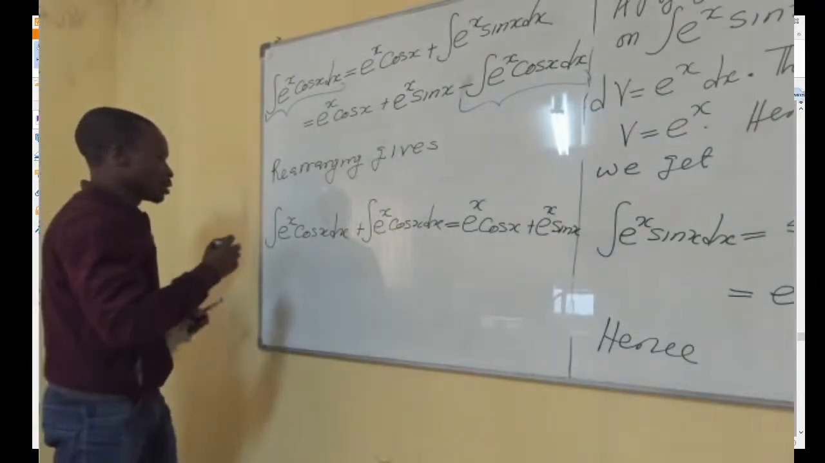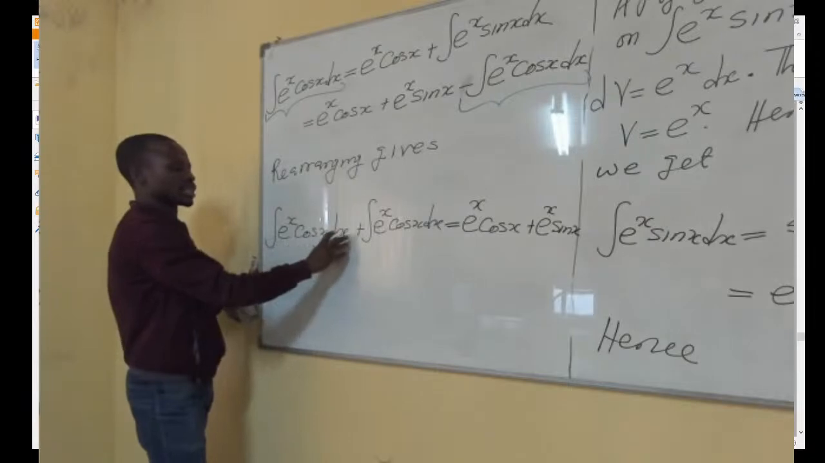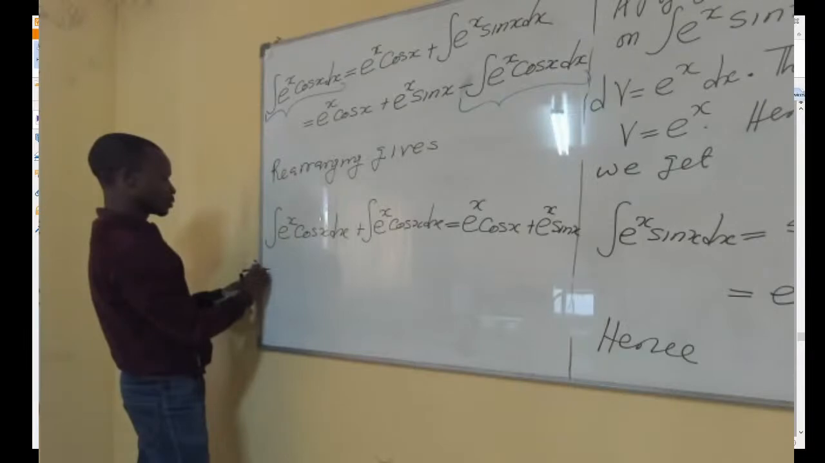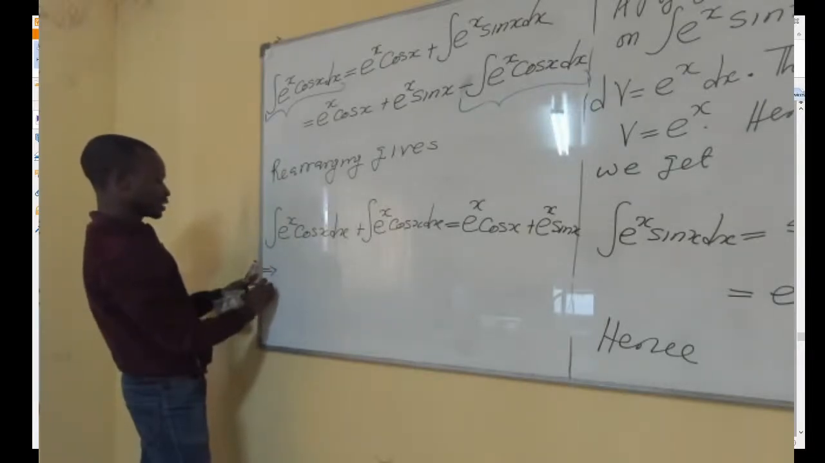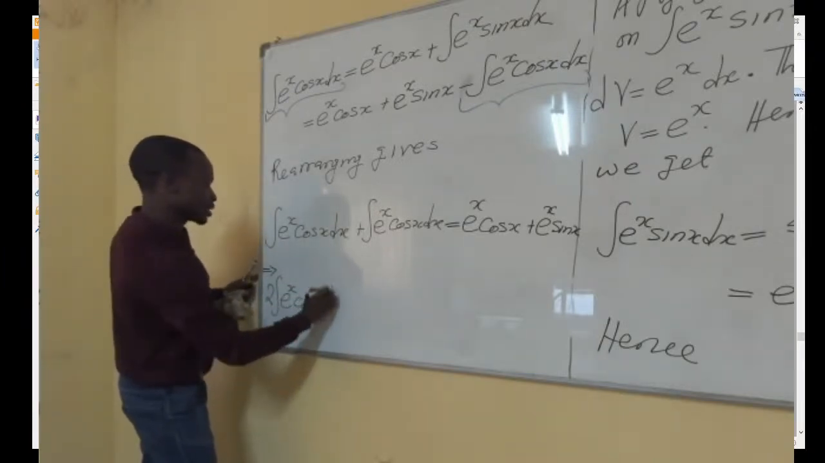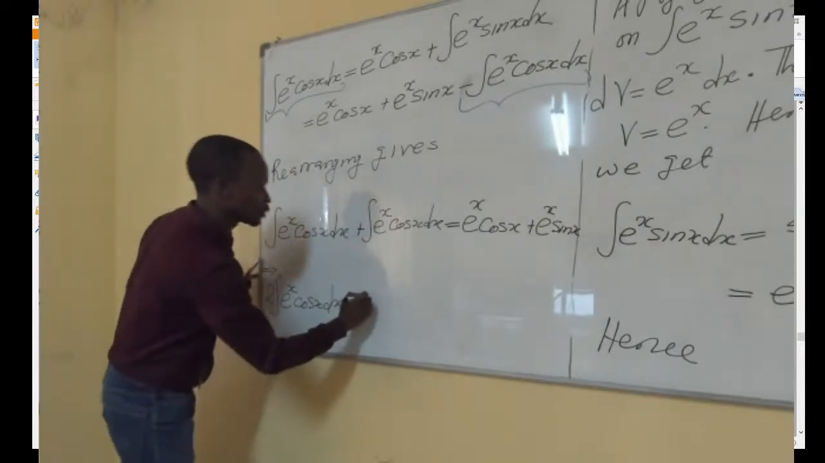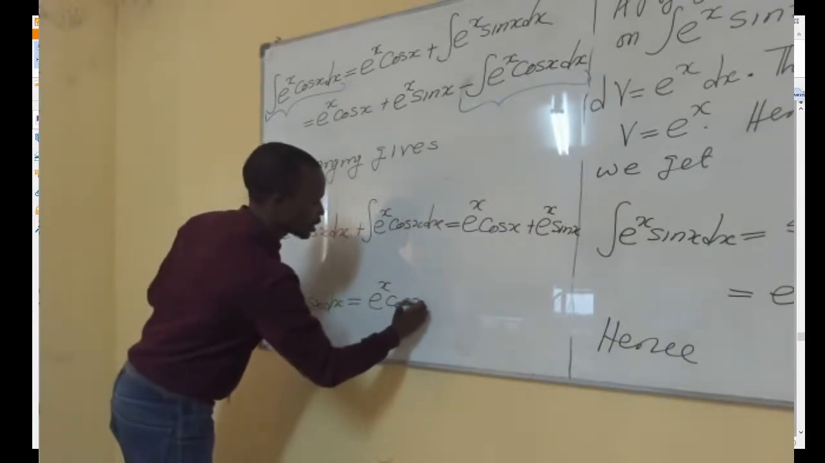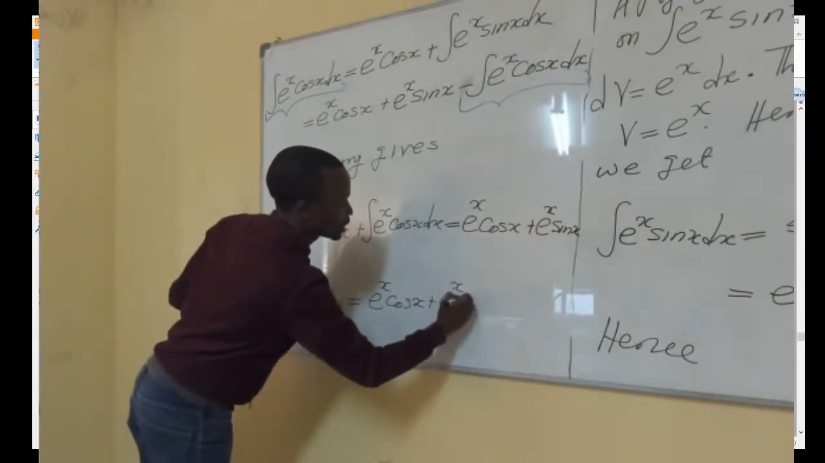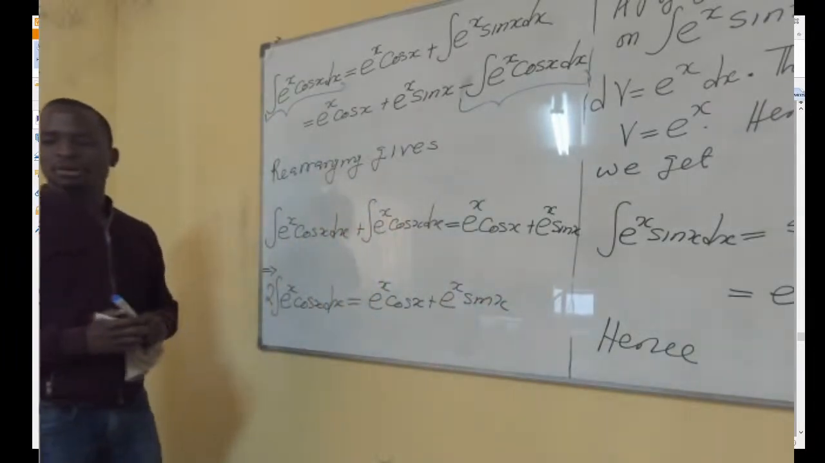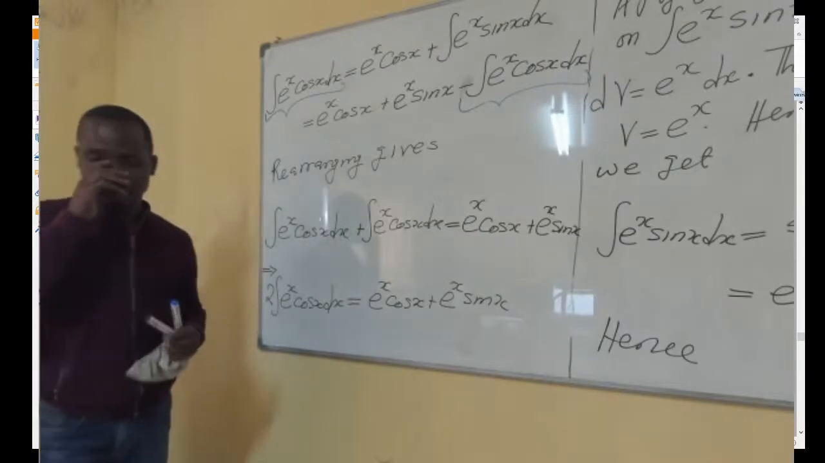Now, the integral of e power x cos x dx plus the integral of e power x cos x dx will give us 2 times the integral of e power x cos x dx is equal to e power x cos x plus e power x sin x. But have we found our integral yet? No. We need to simplify further.